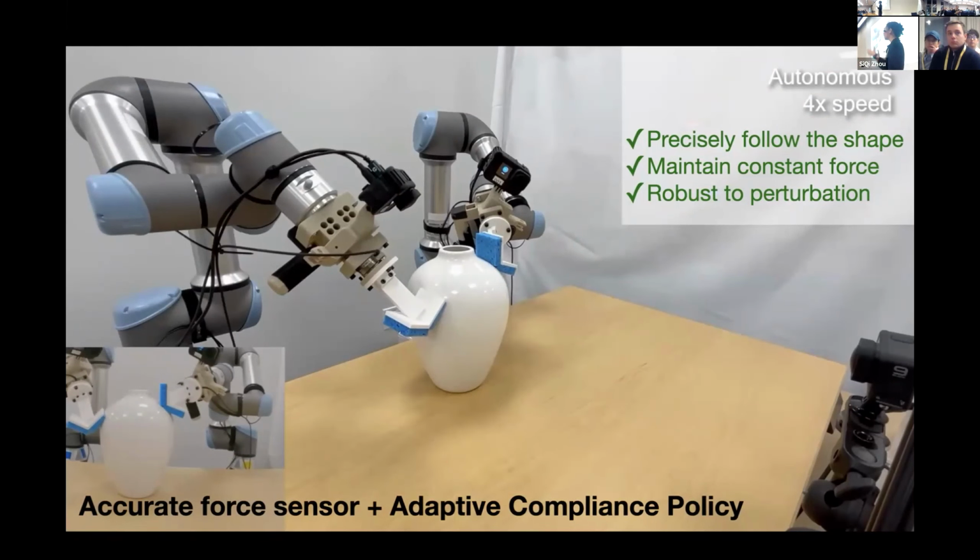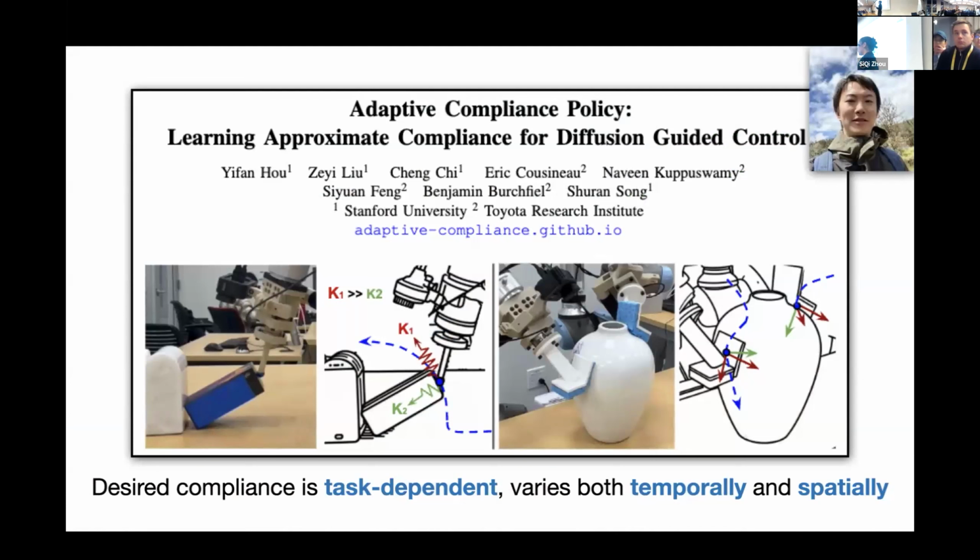So how do we do this? This is the paper that we just submitted to ICRA. It's led by my postdoc Yifan. It's called Adaptive Compliance Policy. The idea is quite simple: we want to add compliance, or force feedback, into diffusion policy.